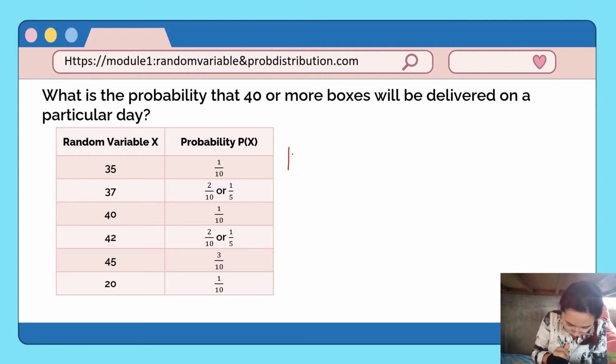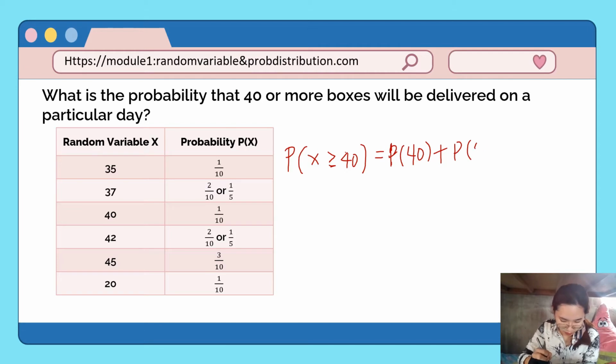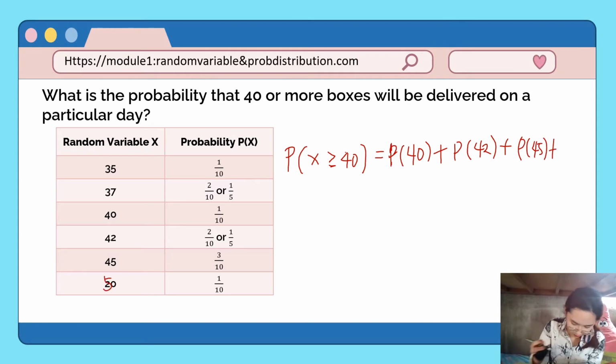So, P, sige, sulat muna natin yung notation. So, hinahanap po natin ay 40 or more boxes. Ayan. So, greater than or equal to 40. So, ang kailangan natin ay yung probability ng 40, yung probability ng 42, probability ng 45, at yung probability ng 50. Okay, 50 ha guys, 50 yan.